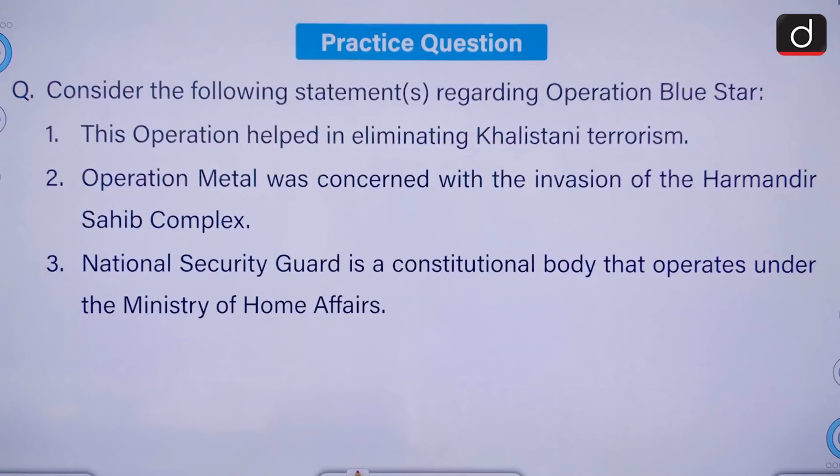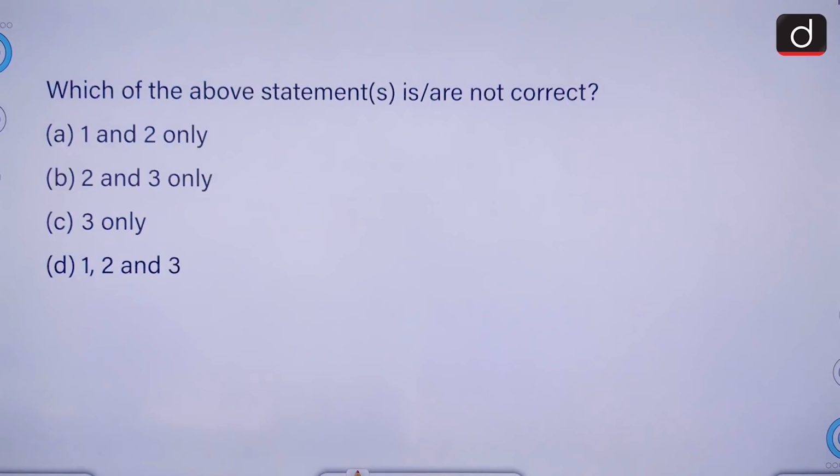Moving on to the practice question for the next segment. Consider the following statements regarding Operation Blue Star. This operation helped in eliminating Khalistani terrorism. Operation Metal was concerned with the invasion of Harmandir Sahib complex. National Security Guard is a constitutional body that operates under the Ministry of Home Affairs. So we have to select the not correct statement through the help of the options given.